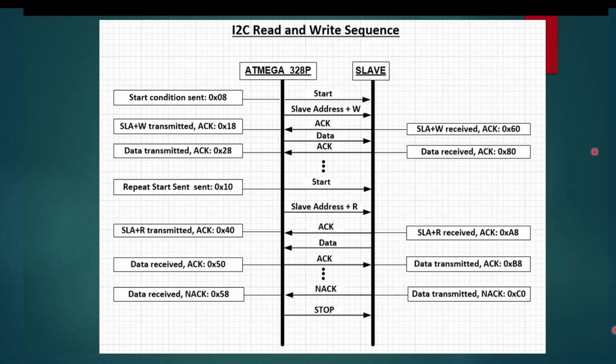And the idea is that when you start a transaction, you would first send the write command requesting the data that you need and what data you need, and then the slave would actually send you the data.